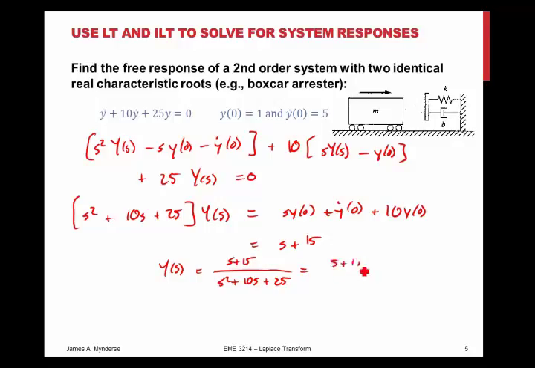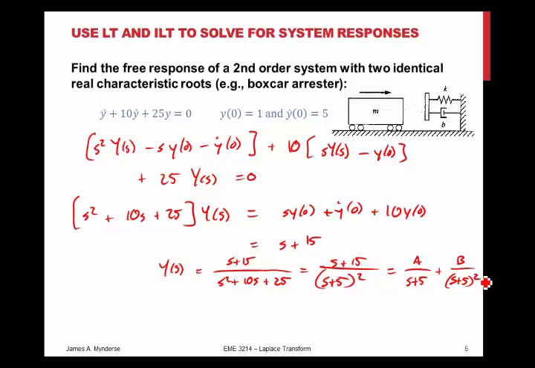So s plus 15 over s plus 5 squared, which, if we're going to do partial fraction expansion here, because this is a repeated root, we're still going to get our s plus 5 in the one term, but we need a second term, and that's going to be our s plus 5 squared. So because it's a repeated root, we're going to have one that's by itself and one that's squared.